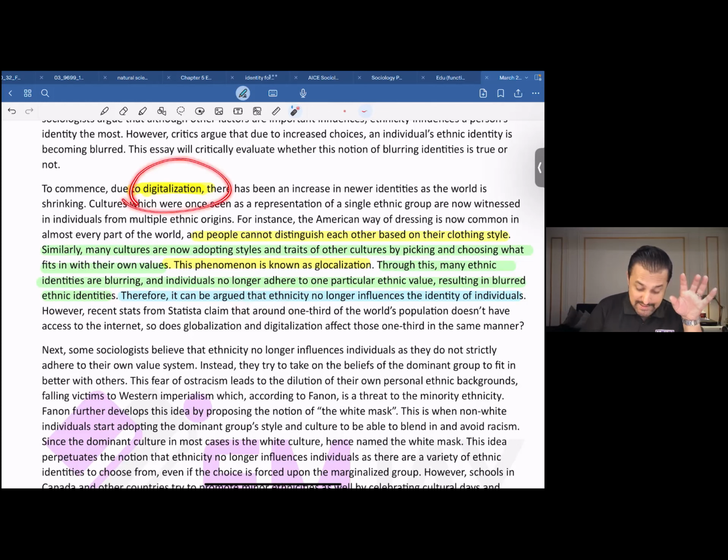Remember when we initially said digitalization is playing an important role. Digitalization works where you have access to the internet. What about the people who do not have access to the internet? How do you think they'd be affected? In that case, the significance the ethnic identity once did have would still continue to exist, right? So, does globalization and digitalization affect those 1/3 in the same manner? Question mark.